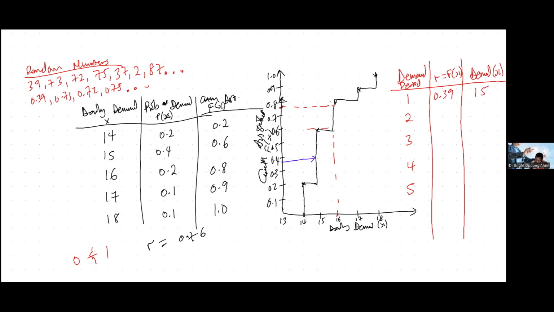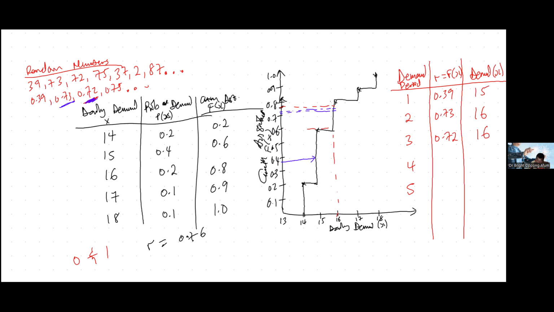Then let's look at the next one, 0.73. For 0.73, we have it somewhere here. The corresponding demand is 16. The next one, 0.72, we can trace that also here, and that means 0.72 will also give us a demand of 16.